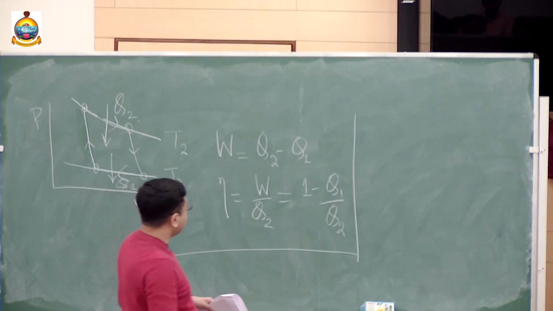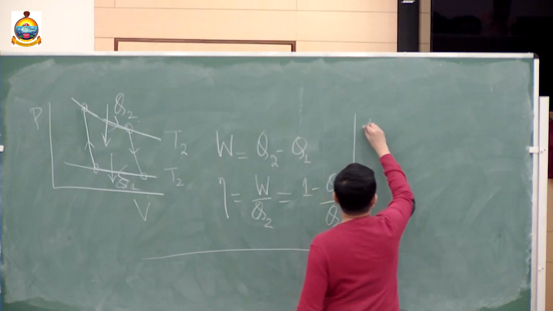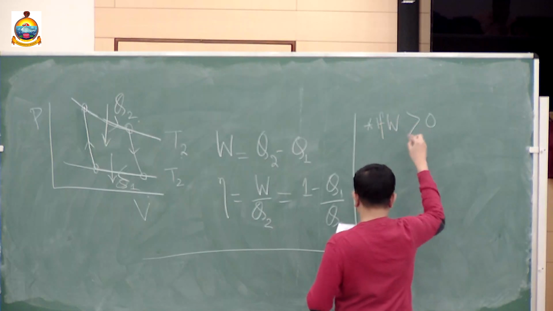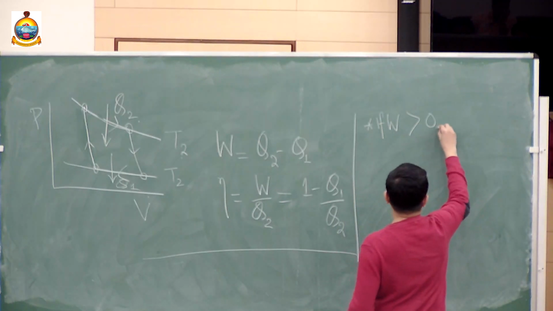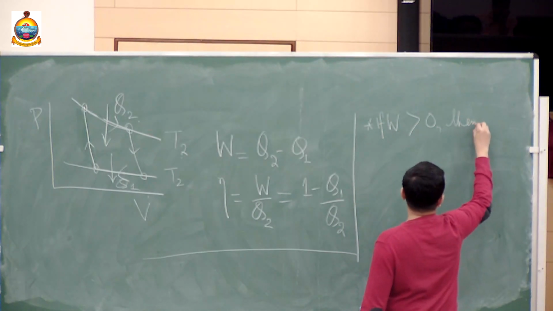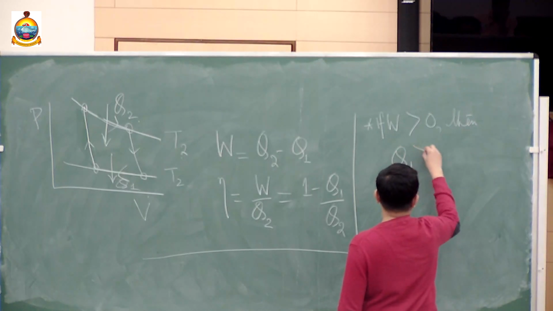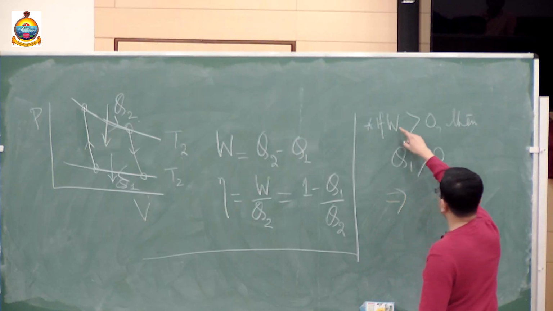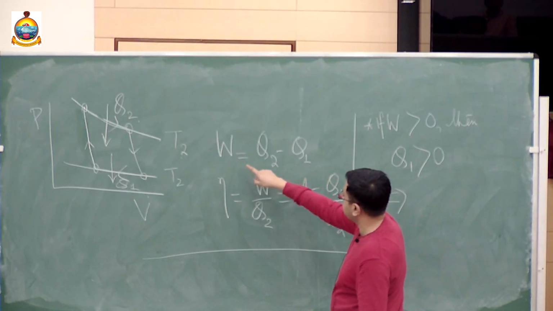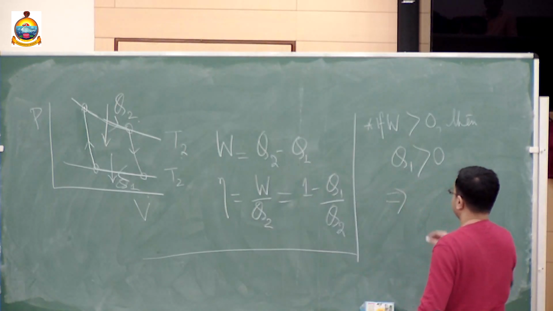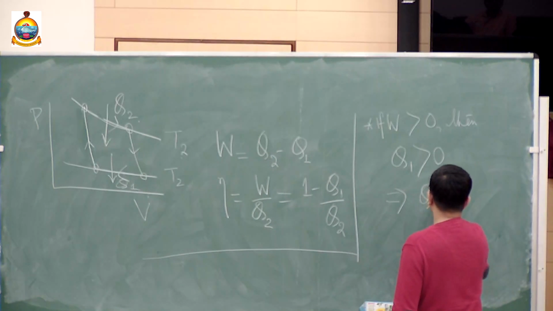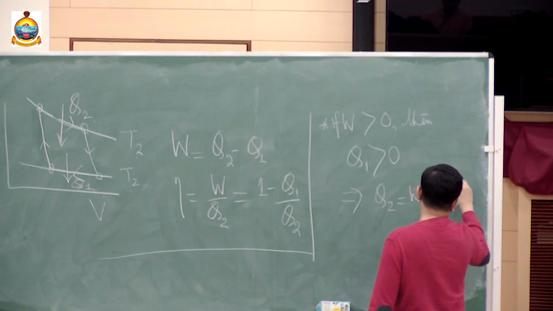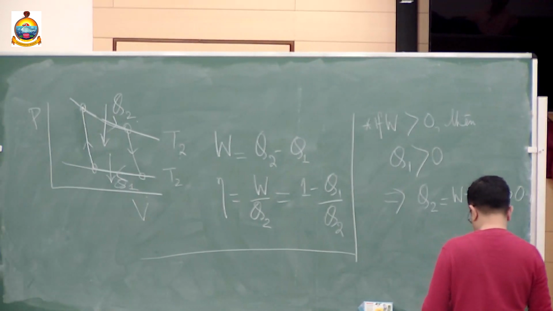So then I said that you can prove these properties: if W is greater than 0, then necessarily Q1 is greater than 0. If both W and Q1 are positive, then Q2 is just W plus Q1, Q2 is equal to W plus Q1. That's also greater than 0.